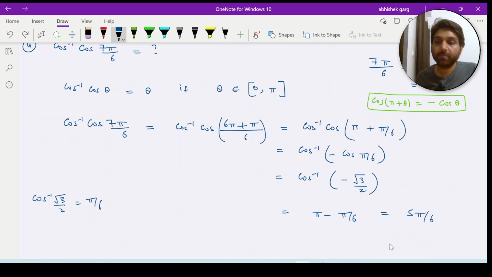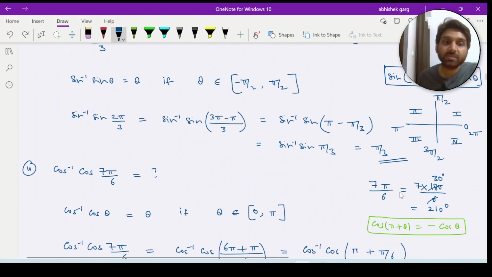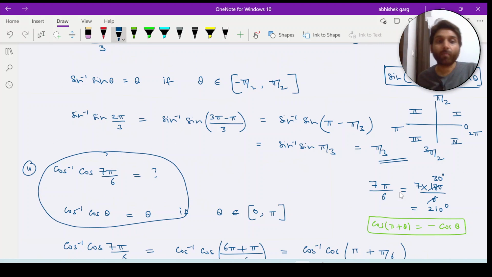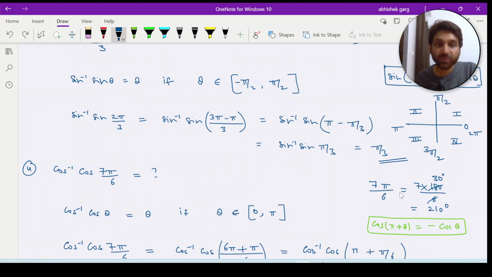Some students may just write the answer as 7 pi by 6 for this question using this property, only this much. But do not ever forget that the property is incomplete if you do not know that theta has got a range associated with it. And what is that range? It is 0 to pi for cos inverse function, right? So always keep this in mind.